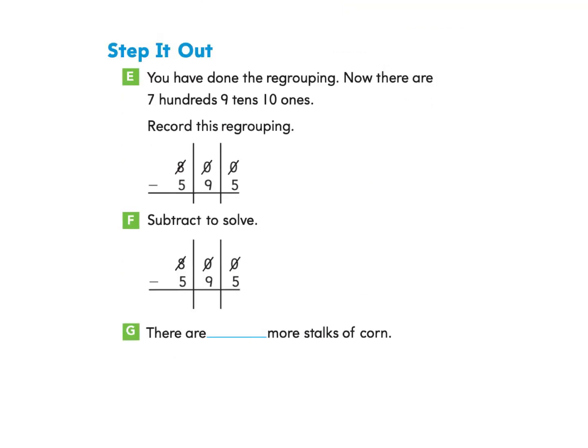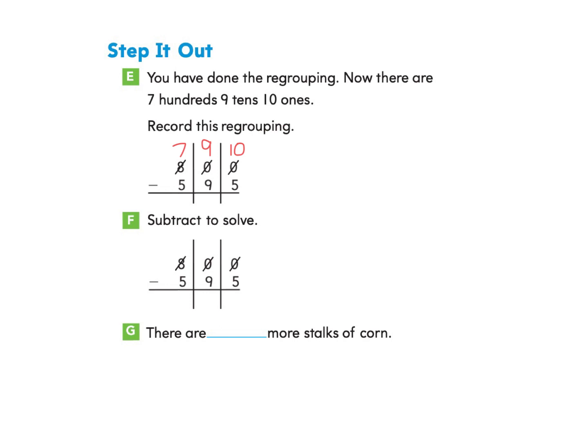On page 416, it says step it out. If you have done the regrouping, now there are 700, 9 tens, and 10 ones. Record this regrouping. So we've crossed out the 800 because we regrouped, and now we're writing the 700, the 9 tens, and the 10 ones above the 800. This is how we record this regrouping.